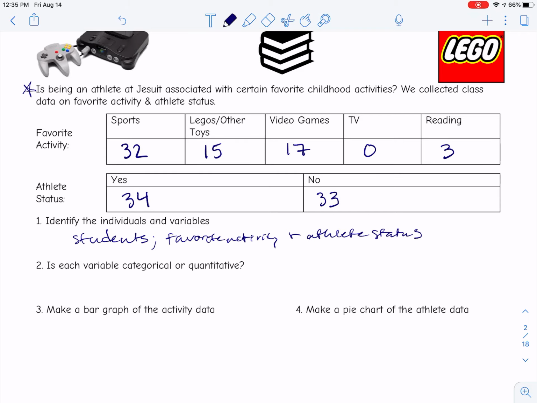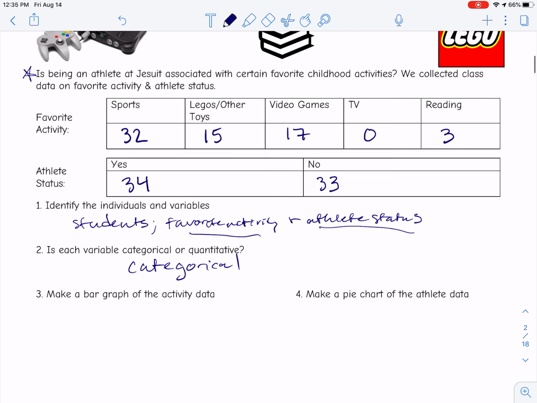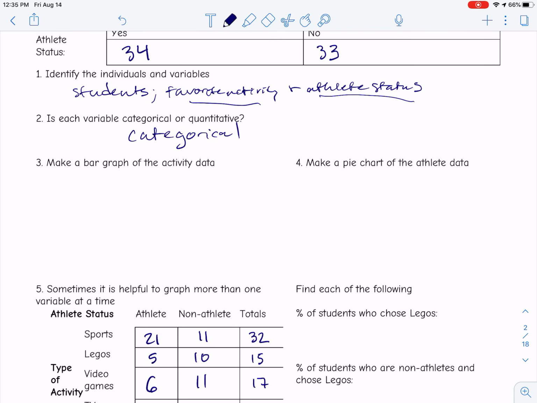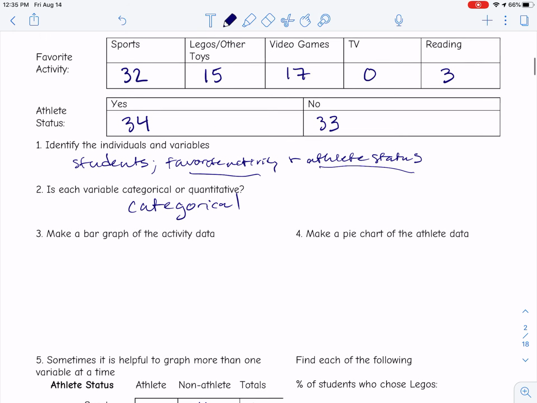Now again, recalling from our last lesson, can we recognize whether each of these variables is categorical or quantitative? In other words, do they measure categories or can they be counted? So we can recognize that they are both categorical. Okay, so let's get started with making a bar graph of this data.